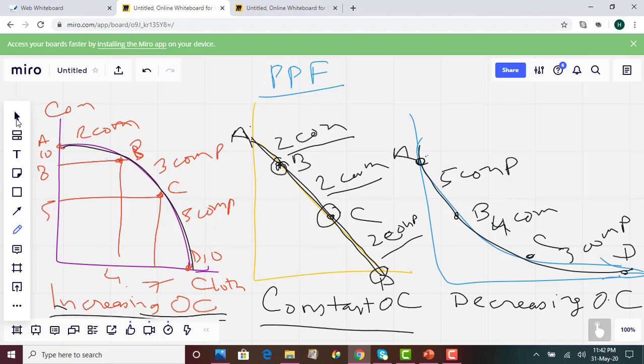shape. So looking at the shape of the PPF, you can tell if it has an increasing opportunity cost, or if it has a constant opportunity cost, or if it has a decreasing opportunity cost. Increasing looks like this, constant is a straight line, and decreasing is bulging inwards. And based on the shape, you can tell about the opportunity cost between those two products.